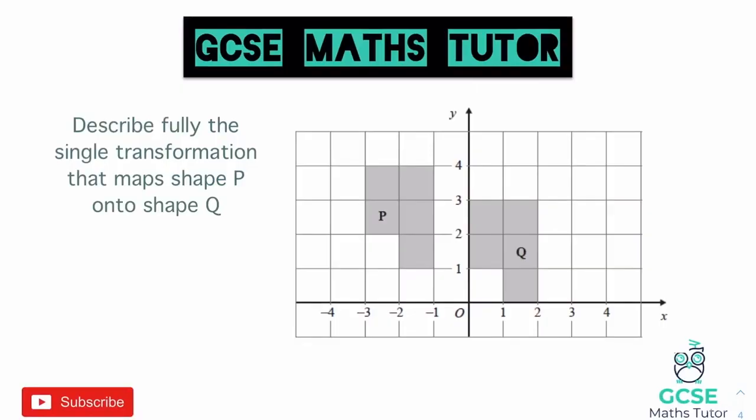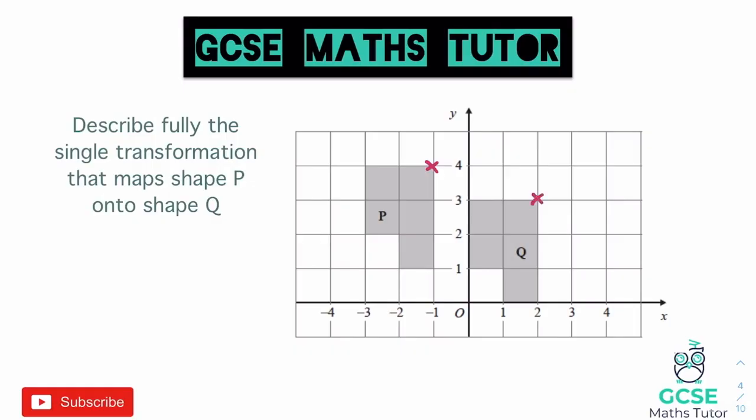Okay, so we've got a question here. It says, describe fully the single transformation that maps shape P onto shape Q. So we're going to go from the shape on the left to the shape on the right. Now the process is pretty much the same here, we just need to figure out how far it's actually moved. So let's match up some similar corners. We've got this one on the top right, and we'll match it up to that one there.